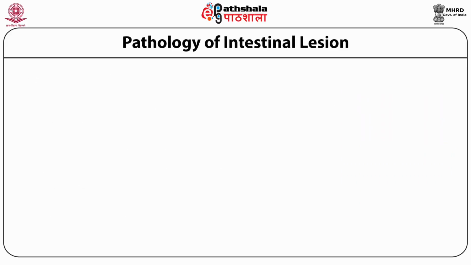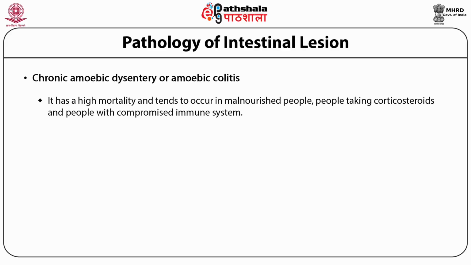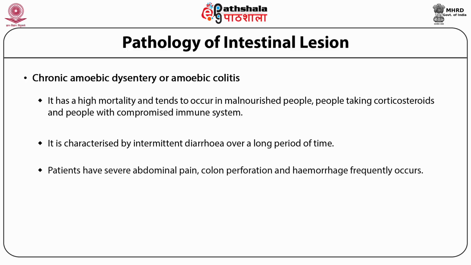The third type is chronic amoebic dysentery or amoebic colitis. This has a high mortality rate and tends to occur in malnourished people, people taking corticosteroids, and people with a compromised immune system. It is characterized by intermittent diarrhea over a long period of time. Patients have severe abdominal pain, and colon perforation and hemorrhage frequently occur. Often, it is misdiagnosed as ulcerative colitis or irritable bowel syndrome.